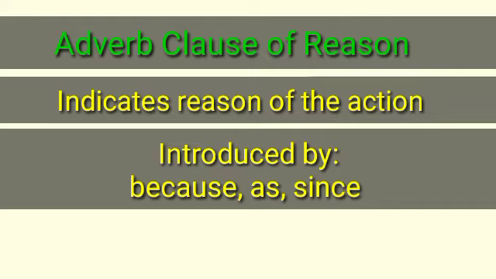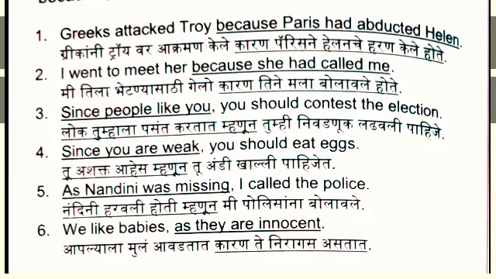Look at these examples. Greeks attacked Troy because Paris had abducted Helen. In the sentence, Greeks attacked Troy because Paris had abducted Helen, because Paris had abducted Helen is the reason of the action of attack. Therefore, it is called adverb clause of reason. Look at the second sentence. I went to meet her because she had called me. Because she had called me is the adverb clause of reason because it is the reason of the action.